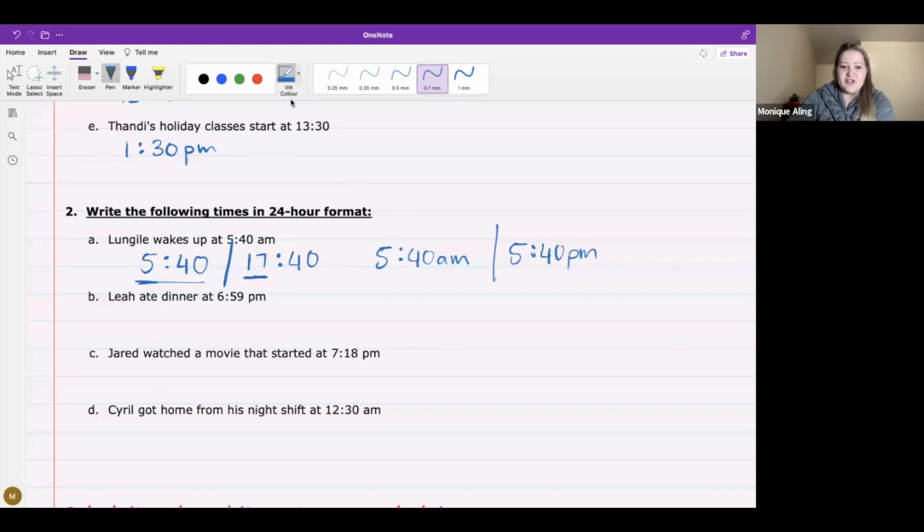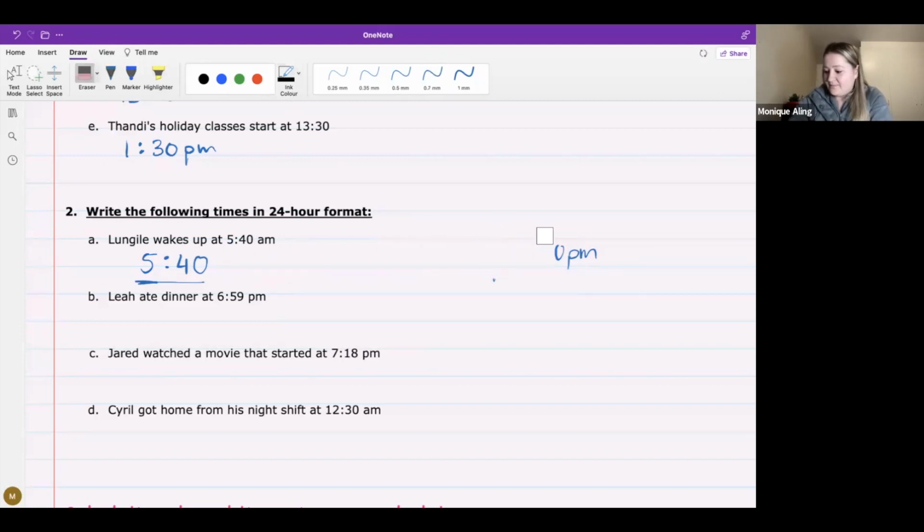All right, so just to clarify, the answer is 5:40. It's in the morning, it just stays as 5:40, don't need to indicate AM or PM. All right, 2B, Leah ate dinner at 6:59 PM. How do we write that in 24-hour format? Fantastic.